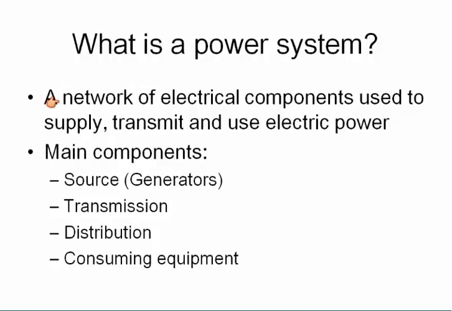So power system, starting off with power system, it's a network of components used to supply, transmit and use electric power. So main components, you have generators, transmission lines, distribution lines and loads, equipment that consumes power.